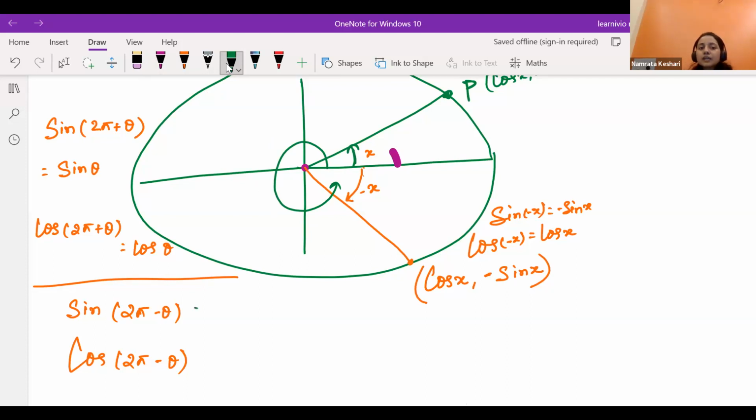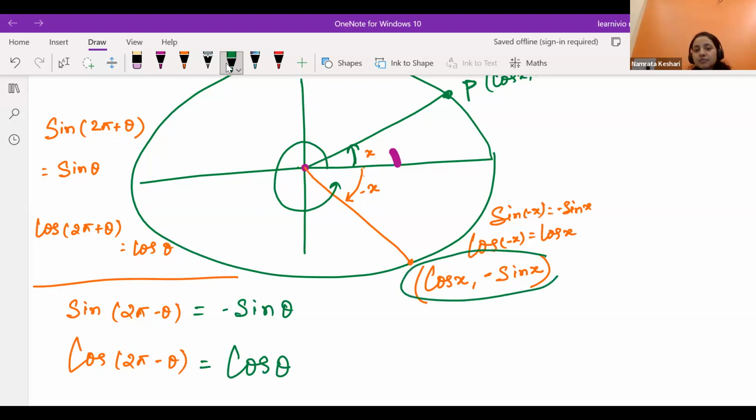Okay, sine 2 pi plus theta, just sine theta. Cos 2 pi plus theta, just cos theta. Similarly here we are having one concept, that cos 2 pi minus theta is cos theta. Sine 2 pi minus theta will be negative sine theta.